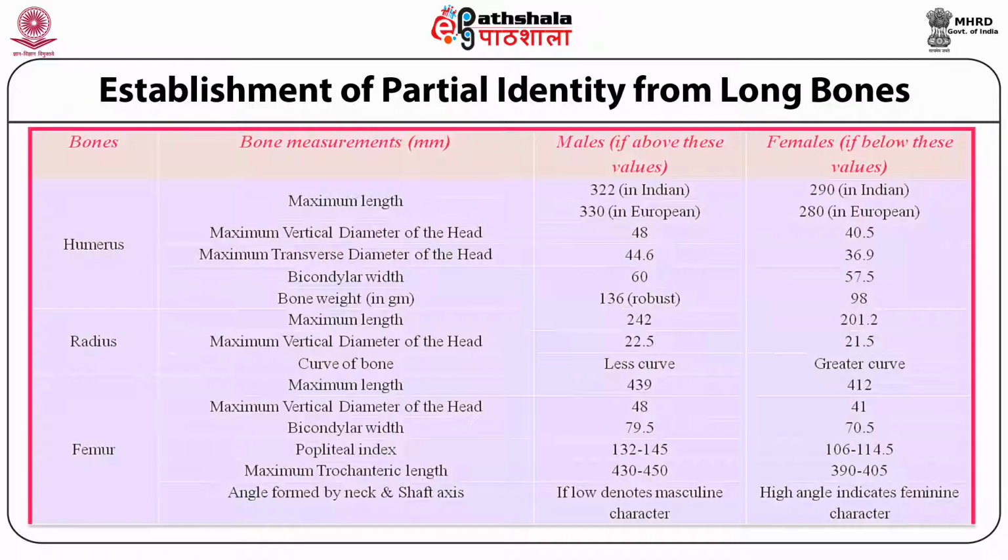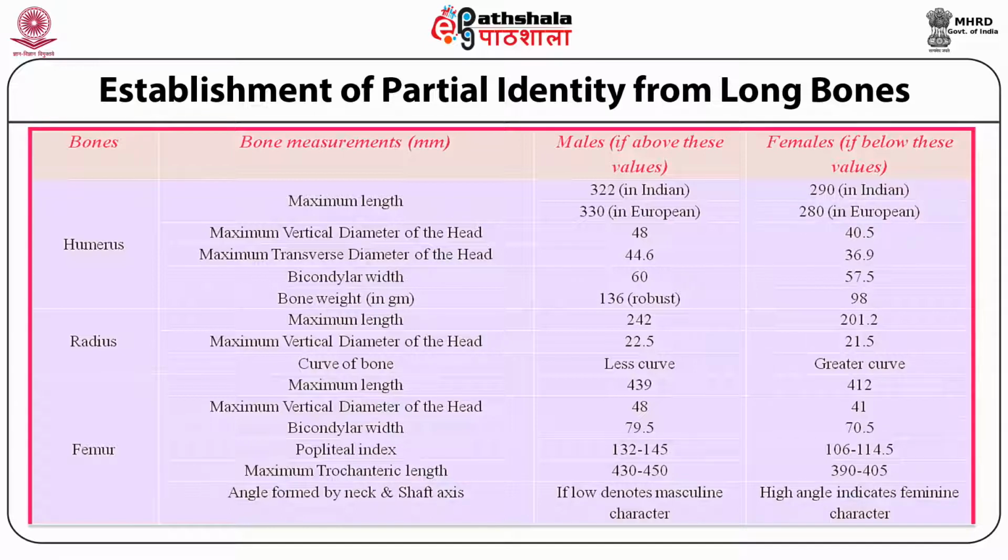The displayed table shows the establishment of partial identity from long bones. These bones include humerus, radius, and femur. In males, the maximum length of the humerus is 322 mm in Indians, whereas it is 290 mm in Indian females. The bicondylar width is 60 mm in males and 57.5 mm in females.